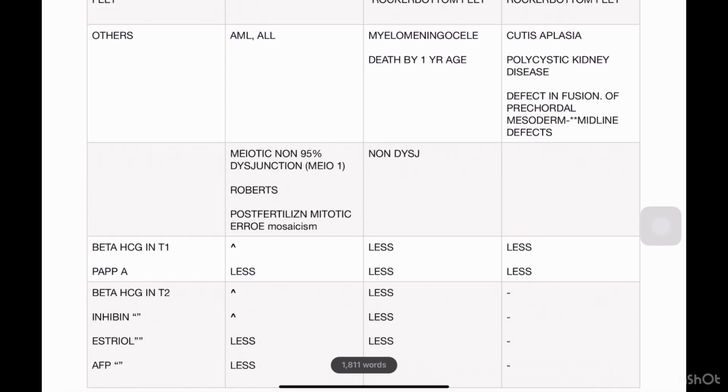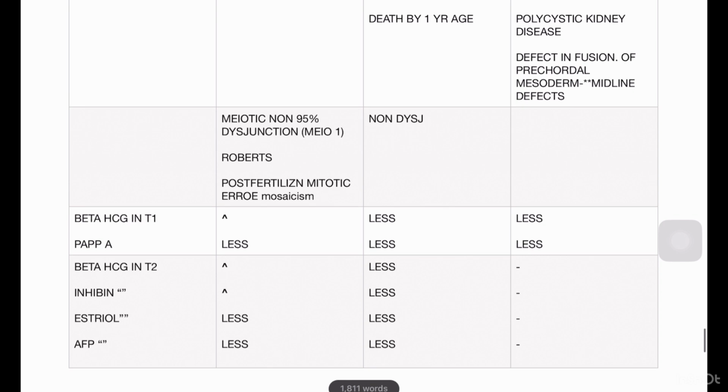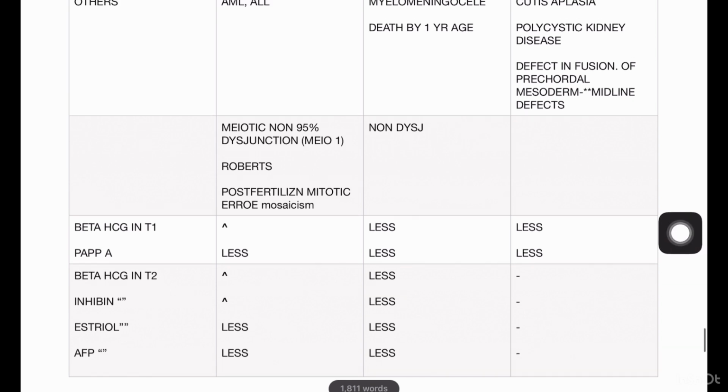In the case of Down's, if not meiotic non-disjunction, it can happen due to Robertsonian translocation or post-fertilization mitotic errors, and it can also show a pattern of mosaicism.